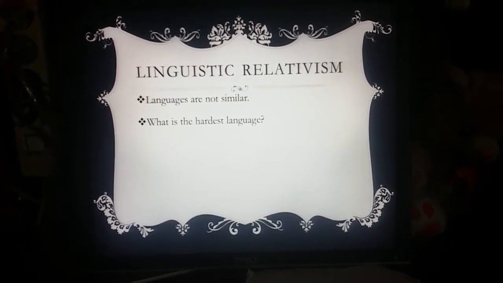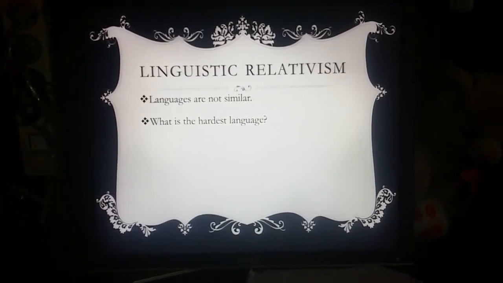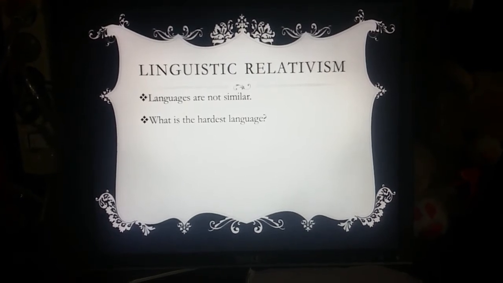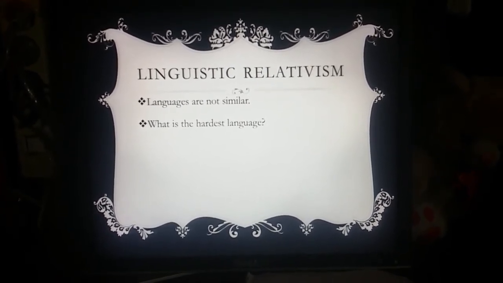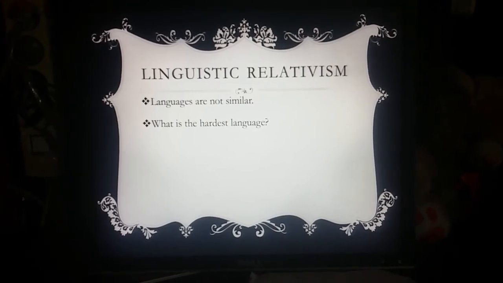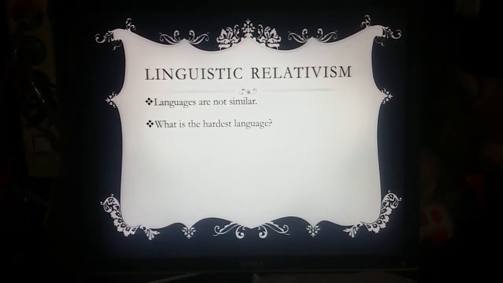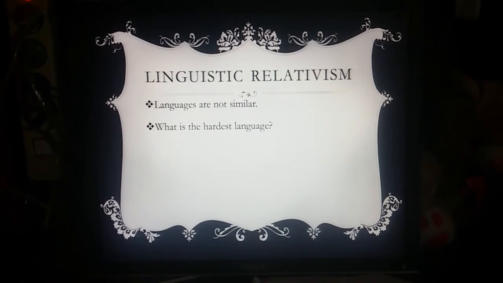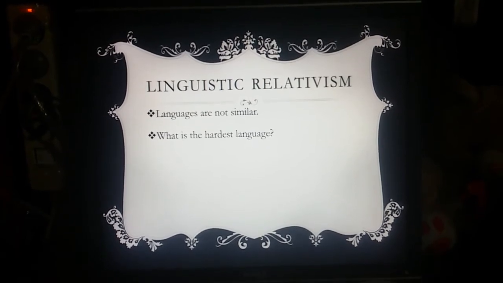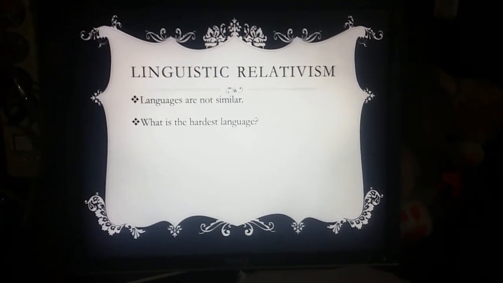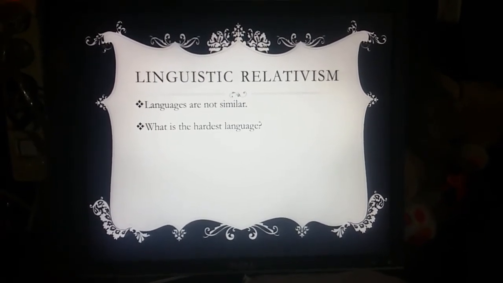For example, if I take a native speaker of English who wants to learn Swedish, it will be very easy for him to study it because Swedish is a Germanic language. However, if I take a native speaker of Arabic who wants to learn Swedish, it will be very hard for him because Arabic is not a Germanic language like Swedish. So the answer here is relative because it differs.